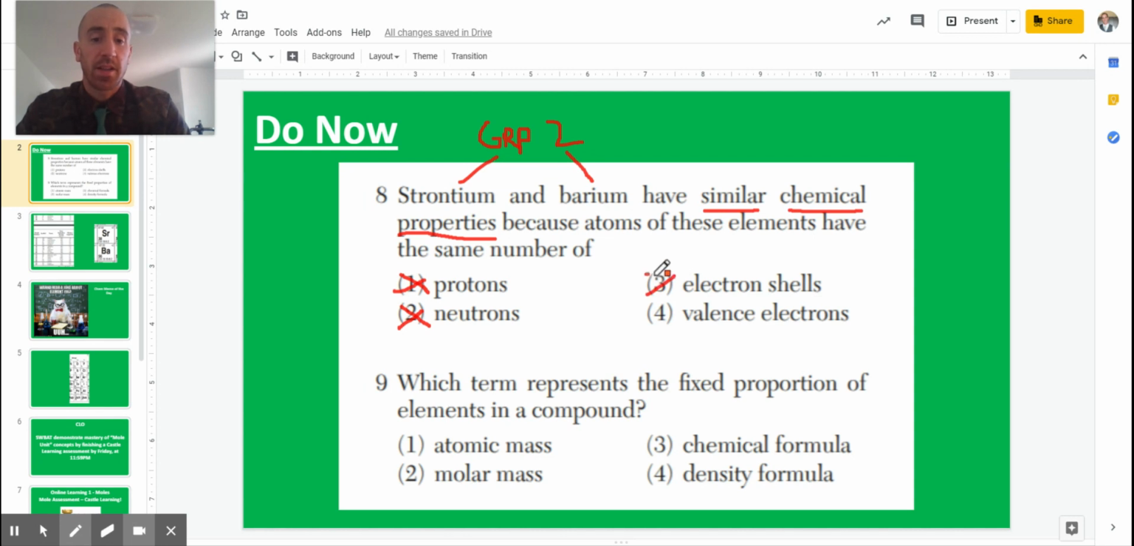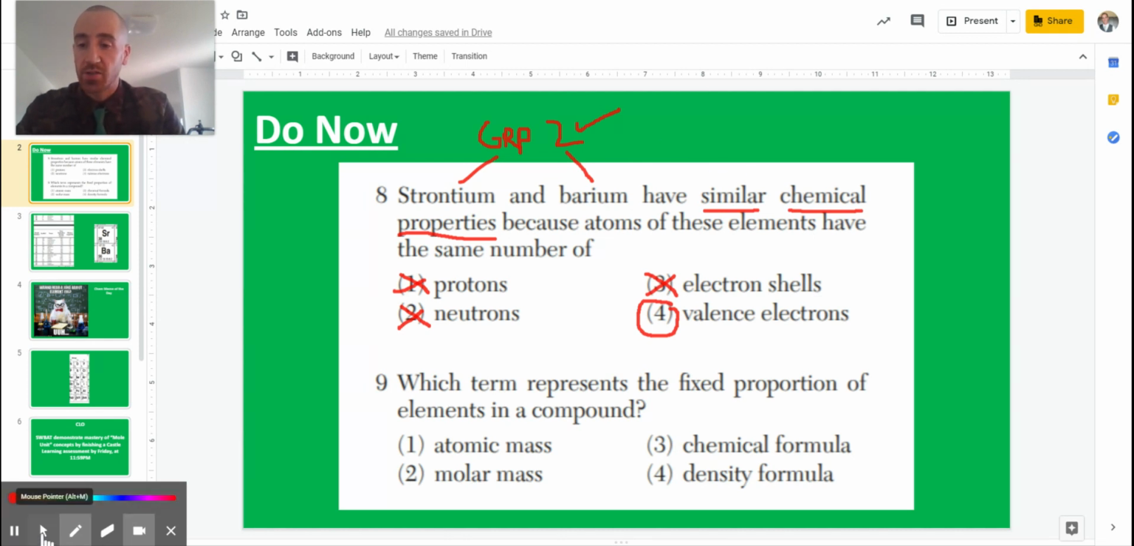They definitely don't have the same number of electron shells, and your final answer should be valence electrons. They both have 2 valence electrons as members of group 2. They will both want to lose 2 electrons when they form compounds. And so that's why they have similar chemical properties.